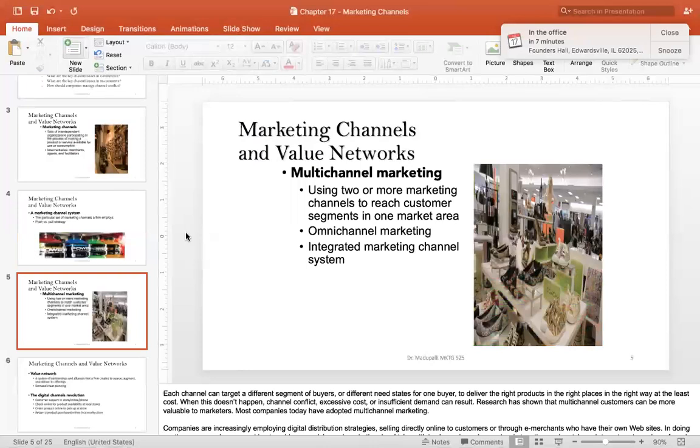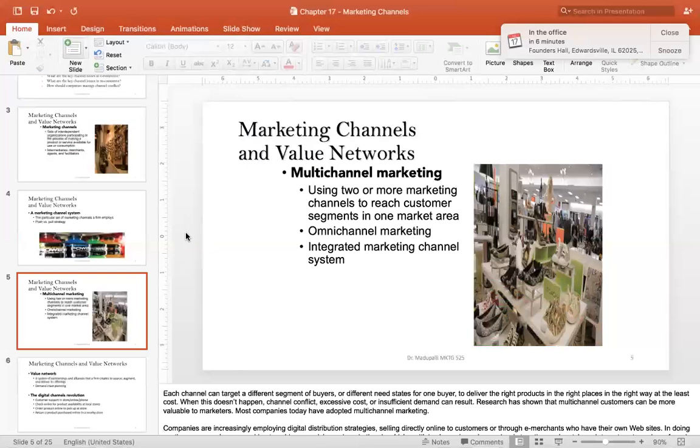Another aspect at a much broader level is multi-channel marketing. Multi-channel marketing is where an organization uses two or more marketing channels to reach consumer markets in one area. Each channel can target different segments of buyers and different needs. Their role is primarily to deliver the right products to the right places in the right way at the least cost. That's the role of a multi-channel.